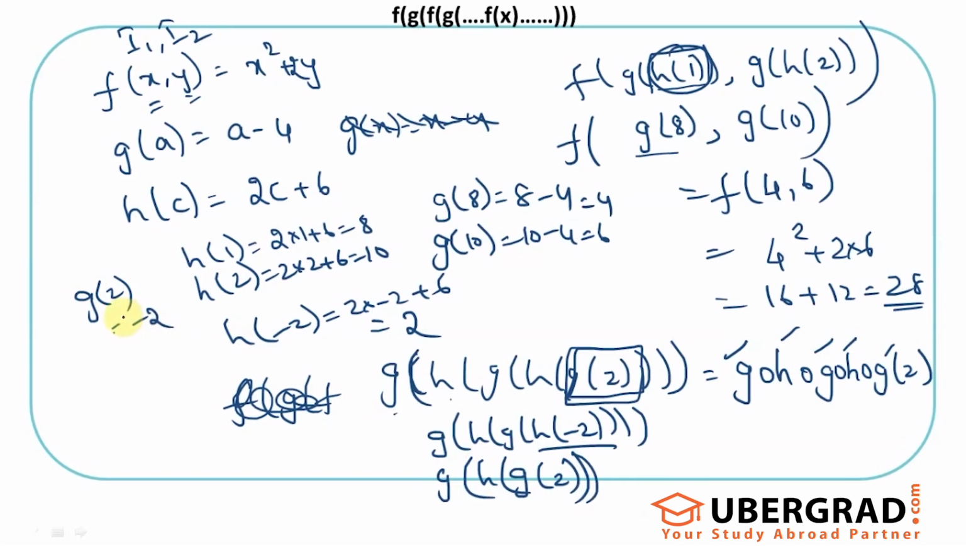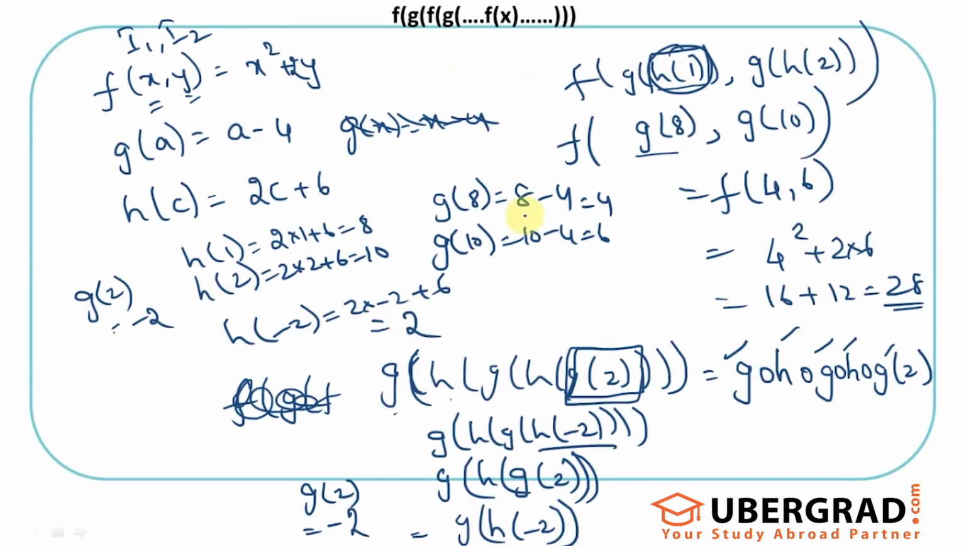I already know g of 2 is minus 2. Again I'll get h of minus 2, g of h of minus 2. h of minus 2 is, again I know that it is 2. So this will become g of 2, and g of 2 is again minus 2, I know that. So it is going on in that loop, minus 2 and 2, 2 and minus 2, that's why.